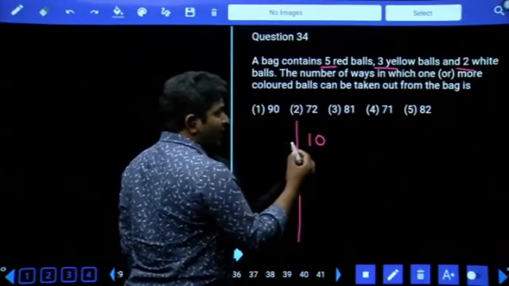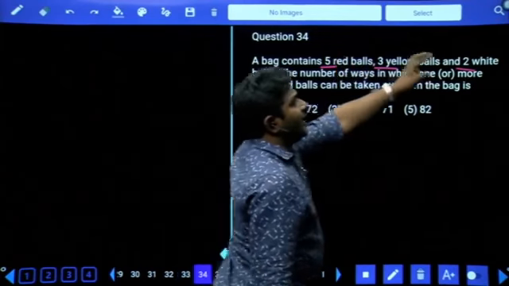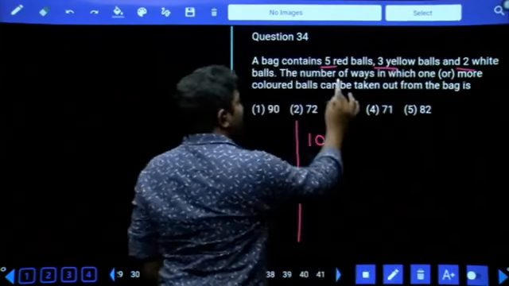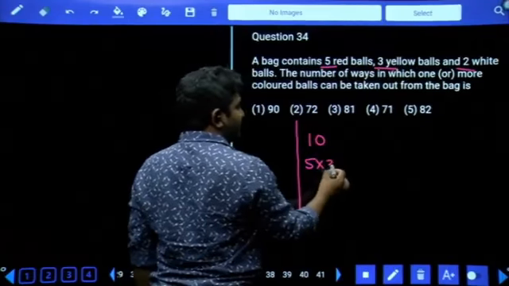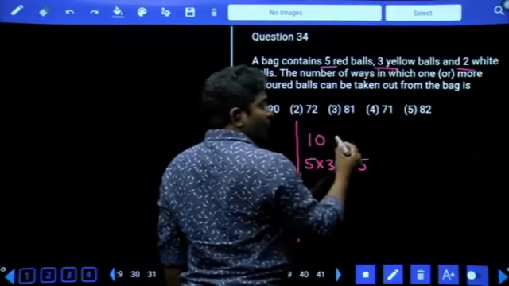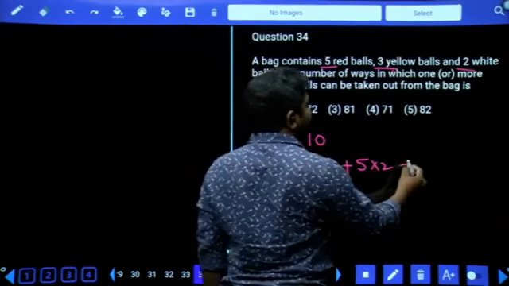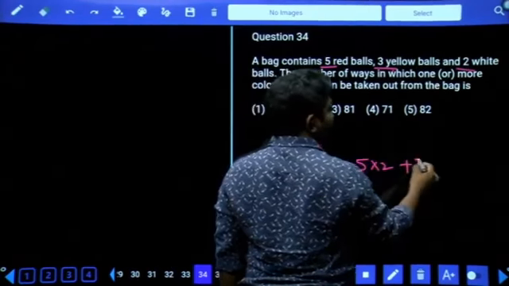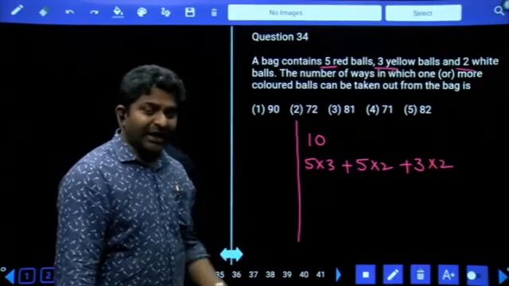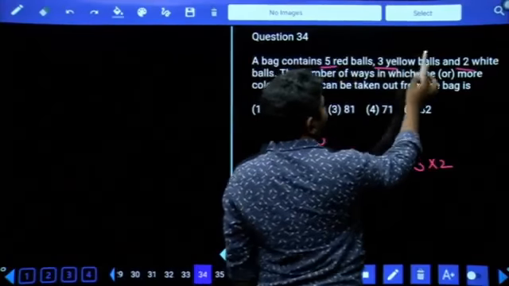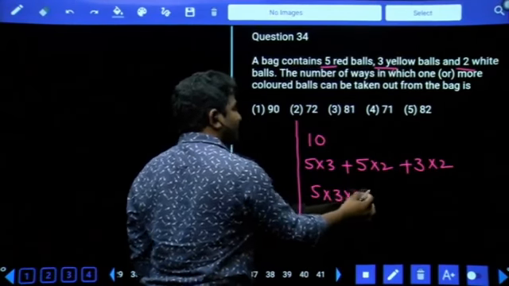2 colored balls in how many ways? 2 colored in the sense, combination: red yellow, red white, yellow and white. One red can be selected in 5C1, one yellow 3C1, or it can be one red 5C1, one white 2C1, or it can be one yellow, one white, that is 3C1 into 2C1. And next, 3 colors in the sense, one red, one yellow, one white I need. So 5C1 into 3C1 into 2C1.